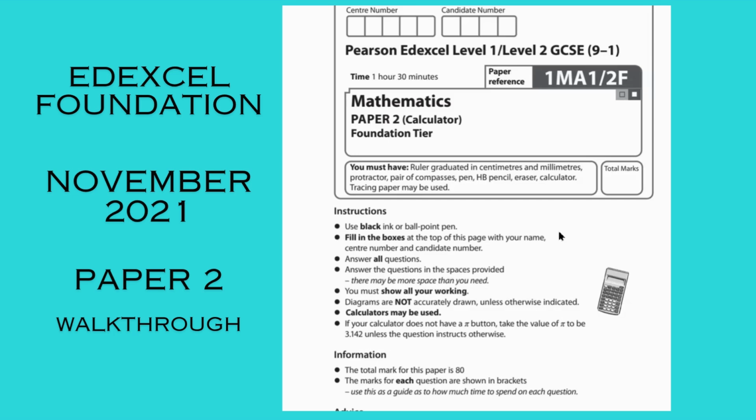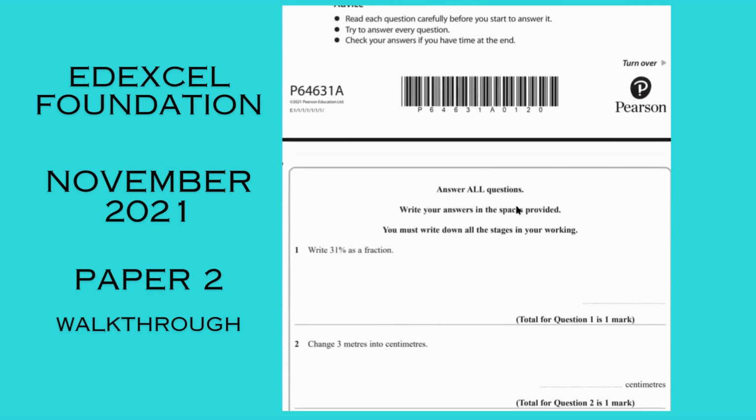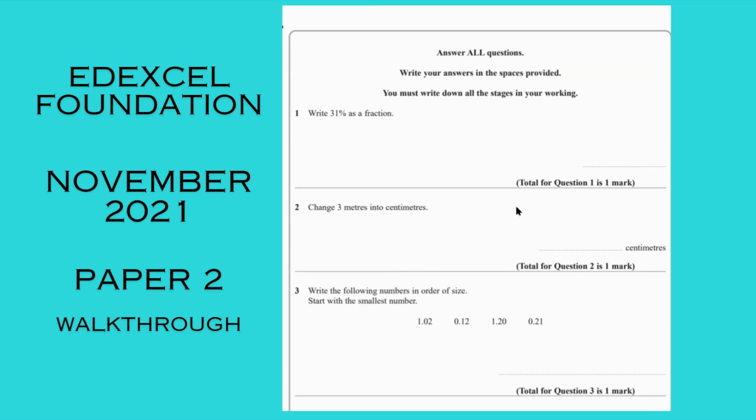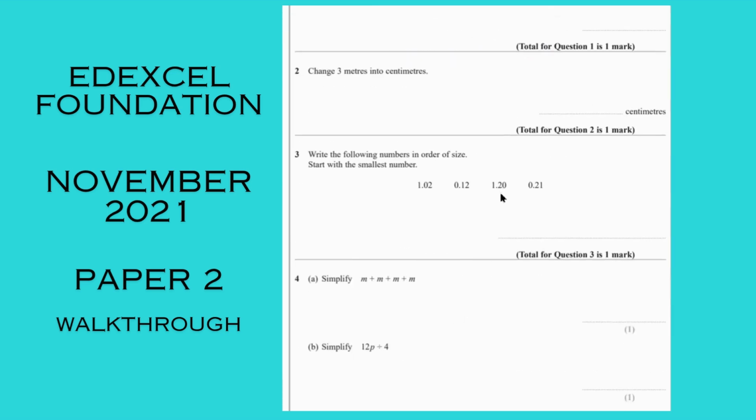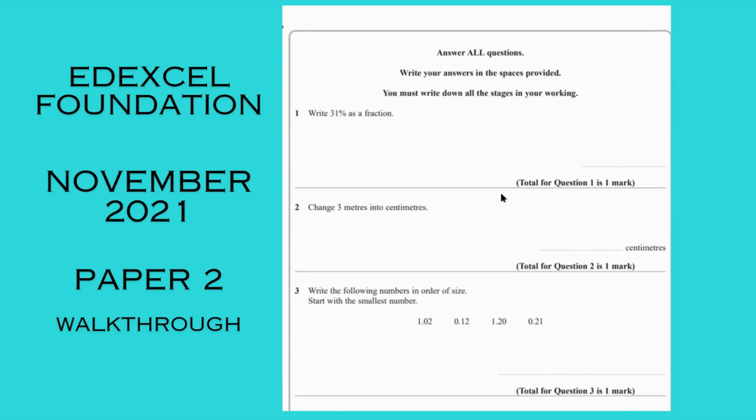So here we go for the walkthrough for Edexcel Foundation. It's from November 2021 and it's paper 2, so calculators at the ready. First page, keep it simple, don't do anything daft. Make sure you pick up all the marks.